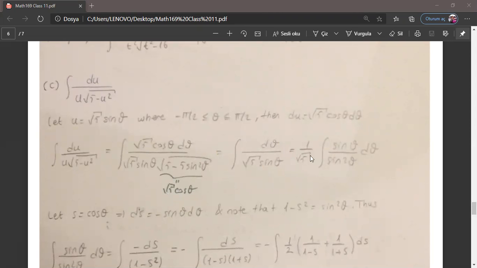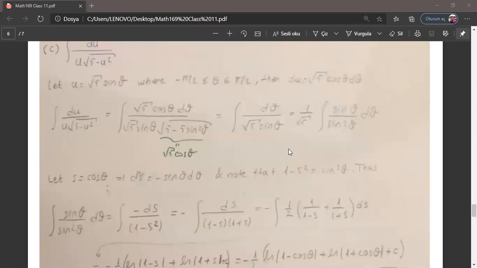Now we rewrite this in this form. If you simplify them, you will get again 1 over sine theta, so it is exactly the same. Now we will substitute s equals cosine theta, which gives this differentiation. And note that again, this identity, because cosine squared is equal to s squared.